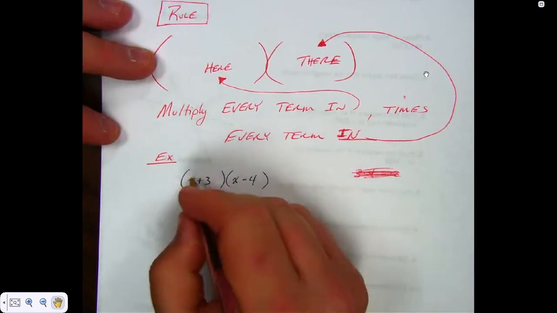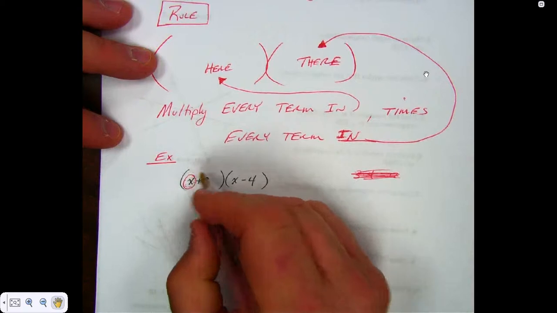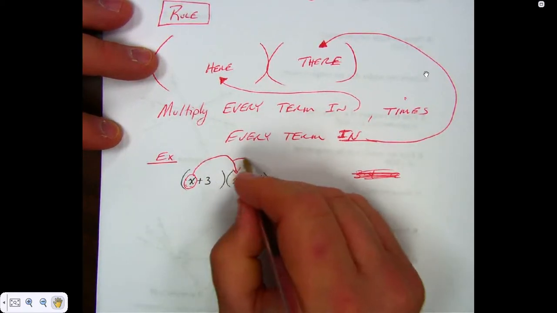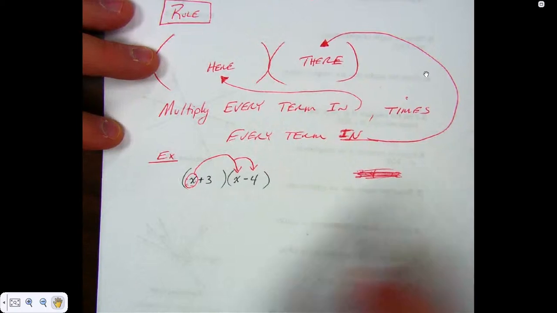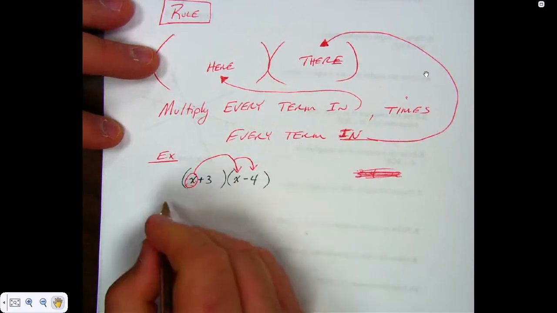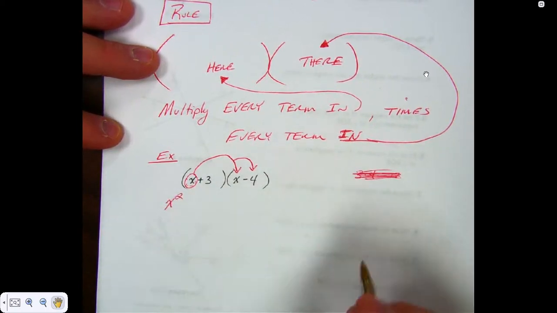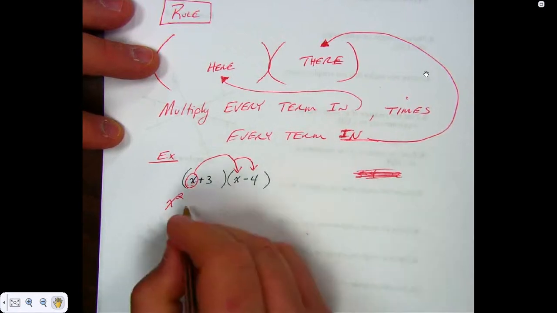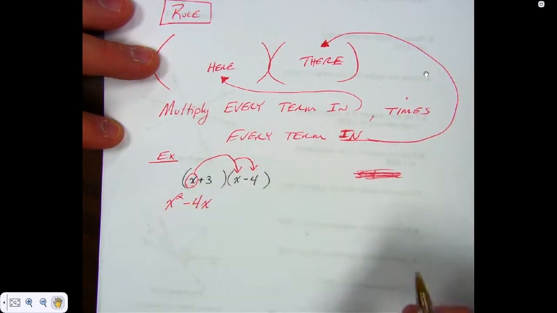In other words, first of all, let's worry about this first term. Every term in here times every term in there. So multiply the x times what? That term. Is there any other terms? That term. So let's see what happens. What's x times x? X squared. What is x times negative 4? Negative 4x. Okay. Are we done?